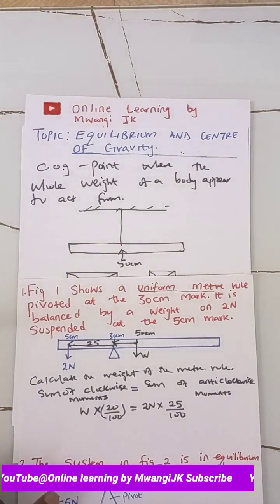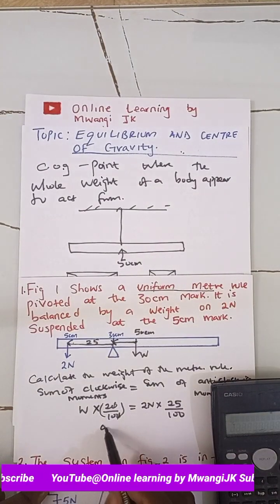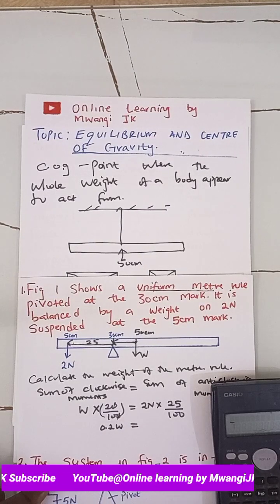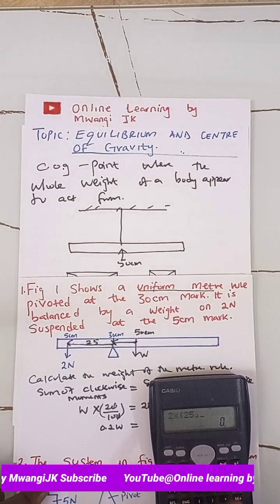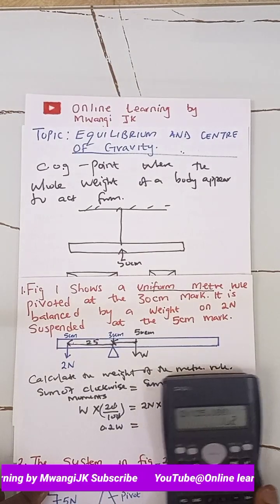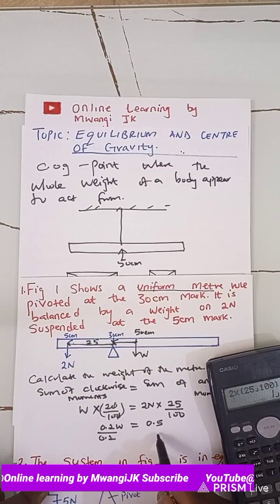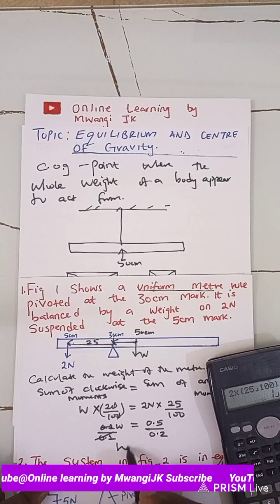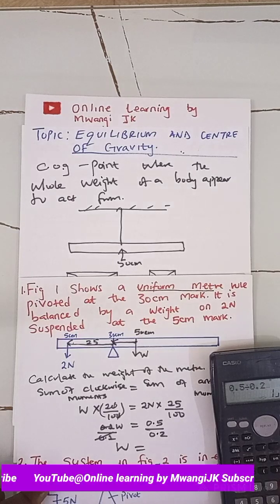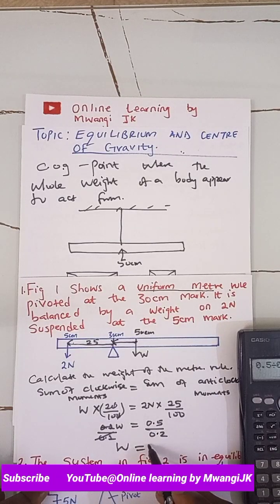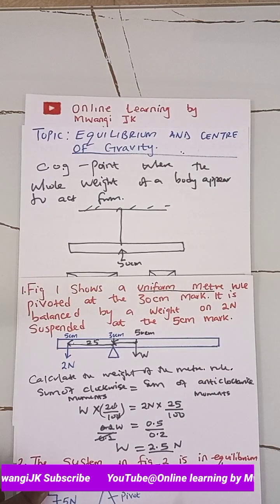Now, taking this to the calculator, we have 0.2 W equals 2 times 25 over 100, which is a half, 0.5. So to get W, we divide 0.5 by 0.2. And we get the weight of the rule to be 2.5 Newton. And that is the answer.